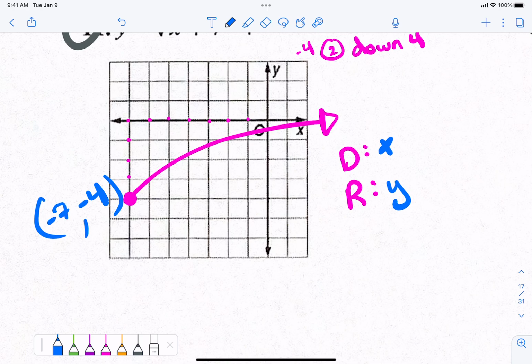Okay, last thing, domain and range. Toby gave us the coordinates for this dot where he starts. He said it was negative 7, negative 4. Okay, let's change the X's. Here we go.